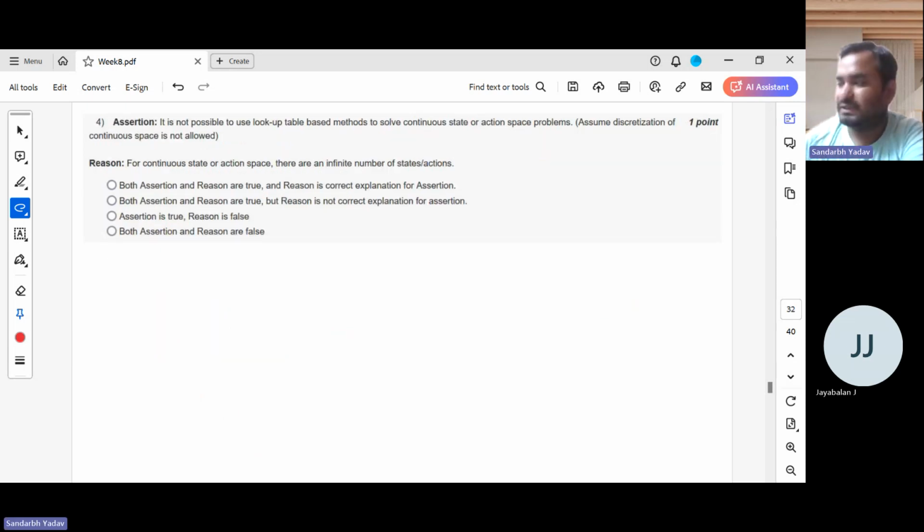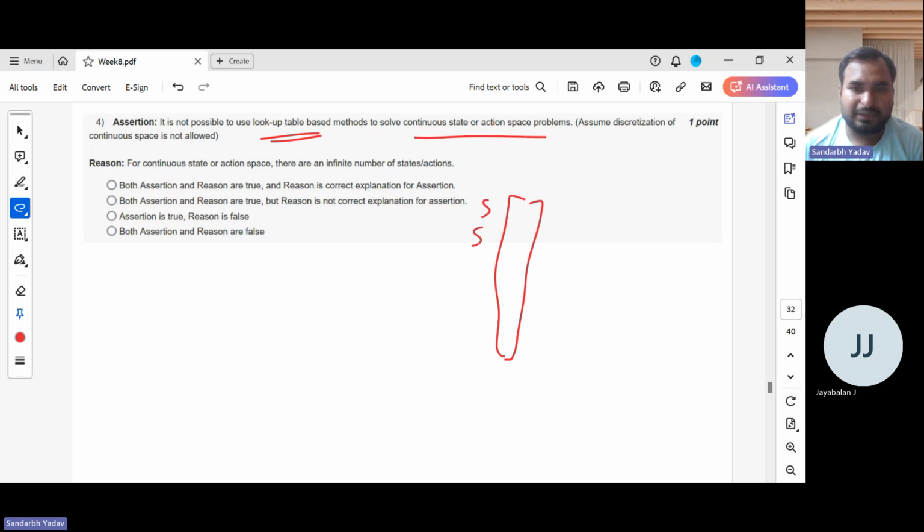Now, a reason-type question. It says it is not possible to use lookup tabular approaches to solve continuous state or action problems. Remember I mentioned this vector: for value, if you have s1, s2 till infinity, you cannot maintain this in memory. This is for value, but in the case of continuous action spaces, you will be maintaining a table. So it will be S1, S2 till infinity.